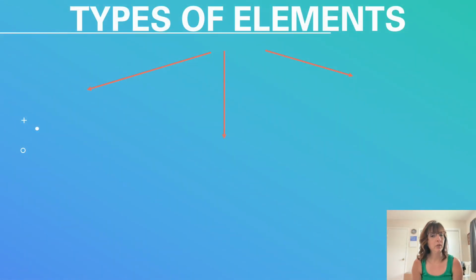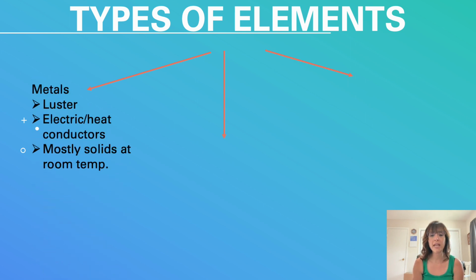Let's take a brief look at the 3 types of elements. You will go into more detail in your homework assignments. On the left-hand and middle part of the periodic table, we have the metals. They have luster, which means they are shiny. They are great conductors of heat and electricity, and with the exception of mercury, they are solids.